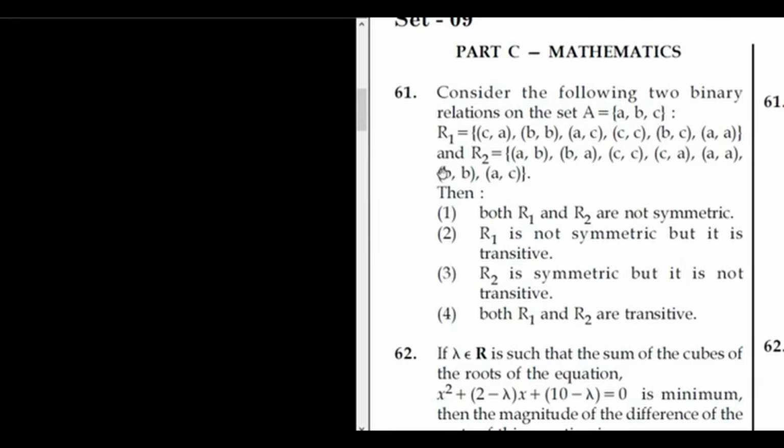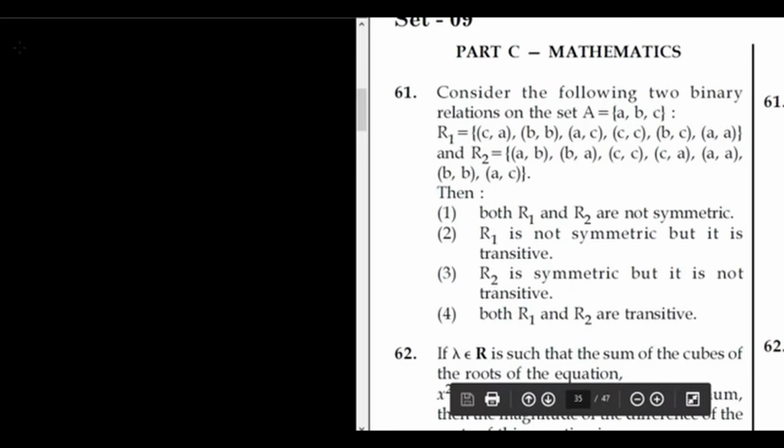This problem is from the online 2018 JEE practice exam. Consider the following two binary operations in the set ABC. So you have R1 and R2. And then we have a couple choices. All of the choices involve two things, symmetric and transitive.